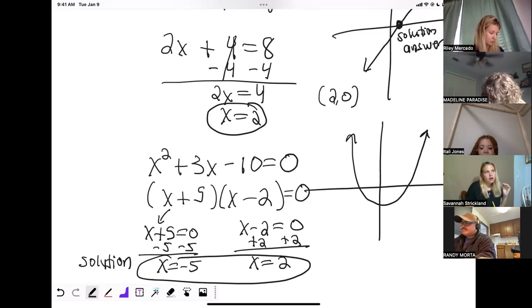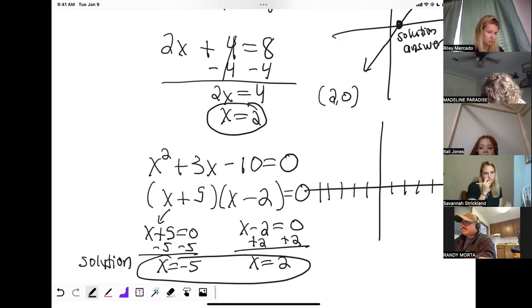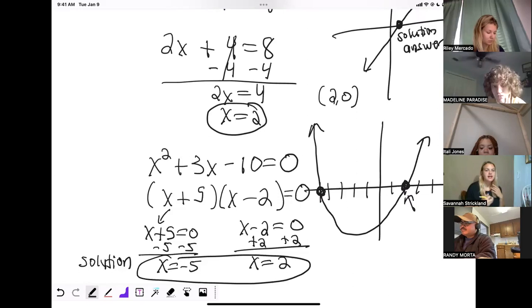Maybe I should just redraw it so you get a better idea. Let's draw it. 1, 2, 3, 4, 5. It means this parabola went through (2, 0) and (-5, 0). And it's going to look something like this. These are my solutions.